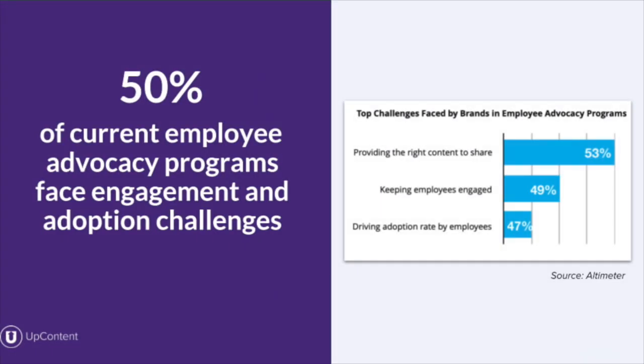While the benefits of offering an employee advocacy platform to your employees and external advocates are apparent in both reach and engagement, nearly 50% of these advocacy programs face challenges in keeping employees motivated and driving adoption. In many cases, these challenges stem from the over 53% of programs struggling to provide the right content that incites engagement. Today we're going to focus on how content curation via UpContent can support your employee advocacy efforts within Hootsuite Amplify.